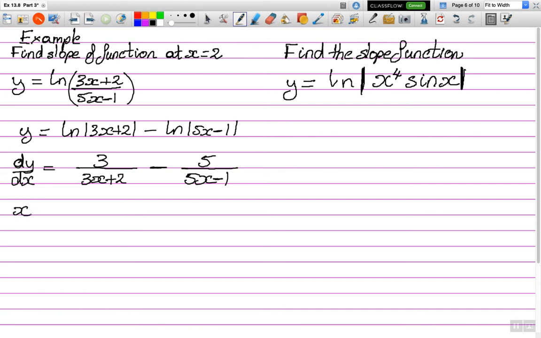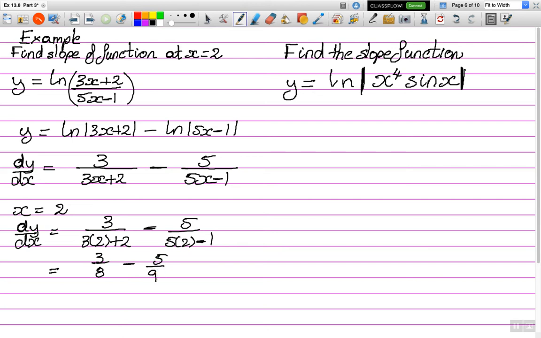They asked us to find the slope when x equals 2. So now what we're going to do is we're going to substitute x equals 2 where x is. So it's 3 on 3 bracket 2 plus 2 minus 5 on 5 bracket 2 minus 1. We're going to work this out. So 2 3s are 6. 6 plus 2 is 8. So the first one is 3 over 8 minus 5 over 9.